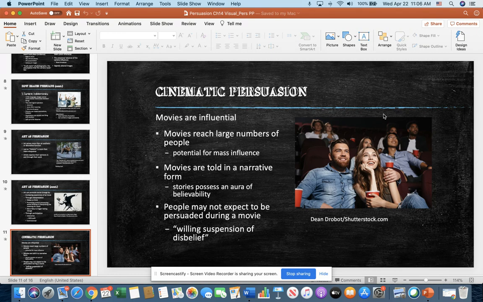Okay, so anyway, cinematic persuasion, another type of artwork. And certainly we would probably all agree that movies are influential. A few things: movies reach a large number of people, and that's one of the issues. It can have a broad impact, that a movie comes out and lots of people see it. Whatever message that movie might be sending is going to certainly get a large audience. So that's a thing in itself. So, potential for mass influence.